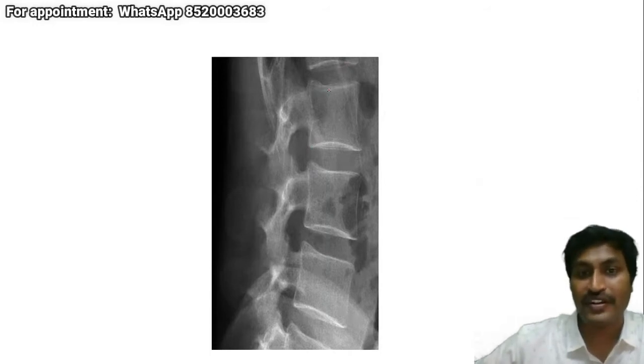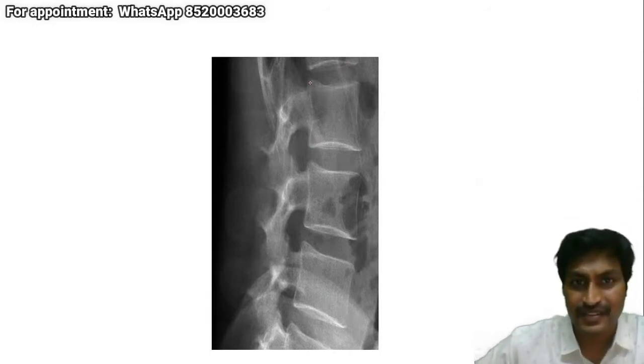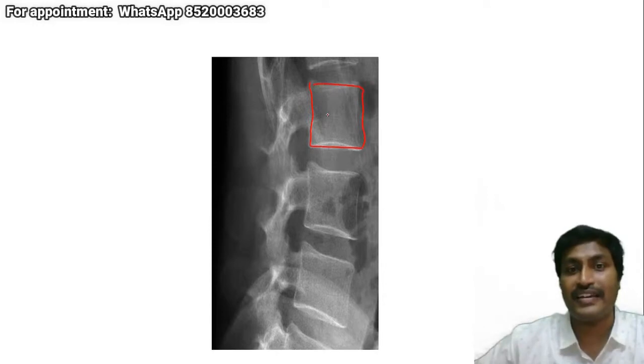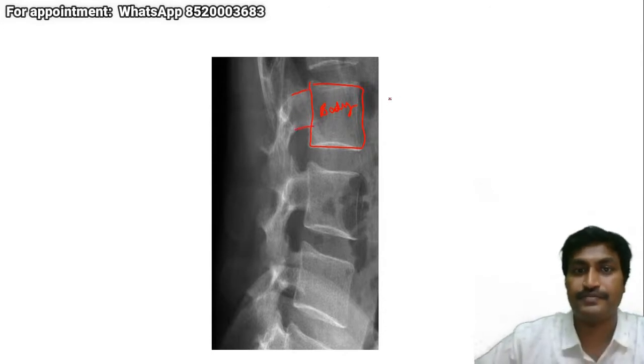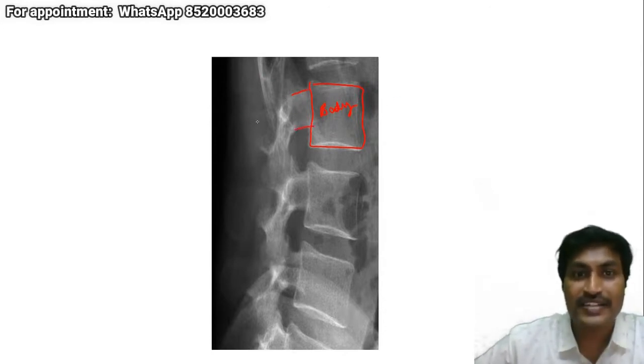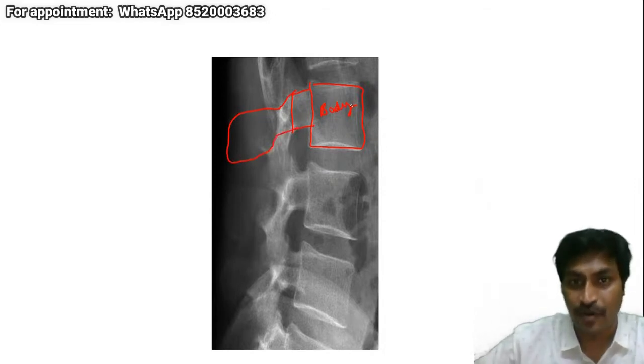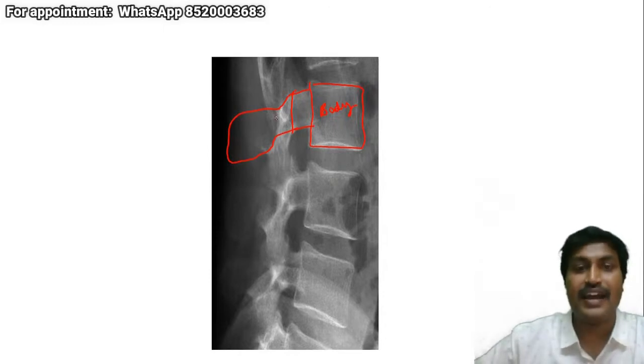So coming to the X-ray lateral view, what I have told, try to identify the same thing. This structure which you are seeing is the vertebral body. This forms the anterior column. This structure is the pedicle, and all the structures beyond this are the posterior elements. This is the lamina and this is the spinous process. Hope you are able to understand this.